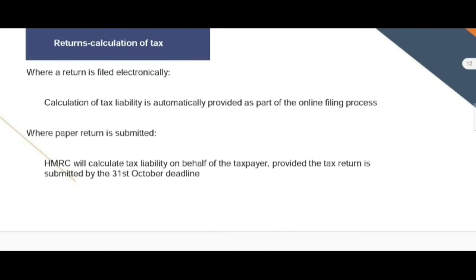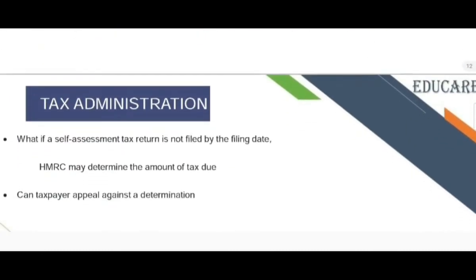Now the topic is return and calculation of tax. Where the return is filed electronically, the calculation of tax liability is automatically provided as part of the online filing process. Where a paper return is submitted, HMRC will calculate the tax liability on behalf of the taxpayer, but only if the tax return has been submitted by the 31st October deadline.